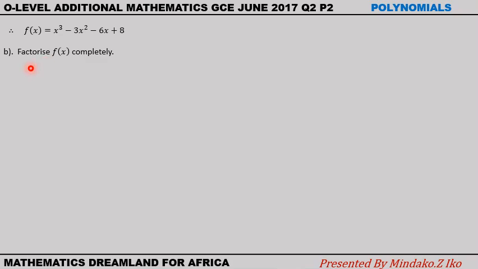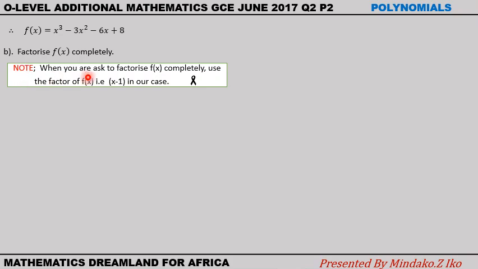Now let's look at the b part of the equation. The b part says factorize f of x completely. Factorizing f of x completely means that we will be using the factor defined in the equation, where if you substitute that factor in f of x, you will have 0, where the remainder is 0. So note, when you're asked to factorize f of x completely, use the factor of f of x, that is x minus 1 in our case.